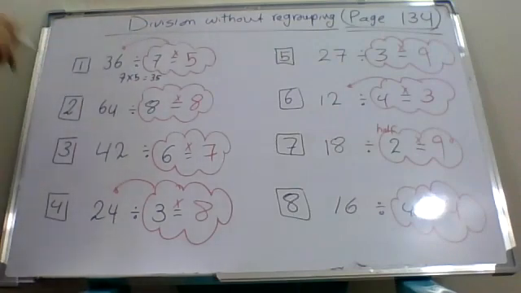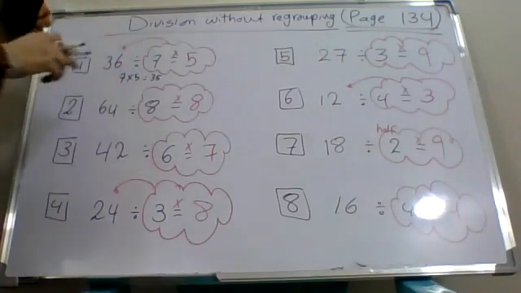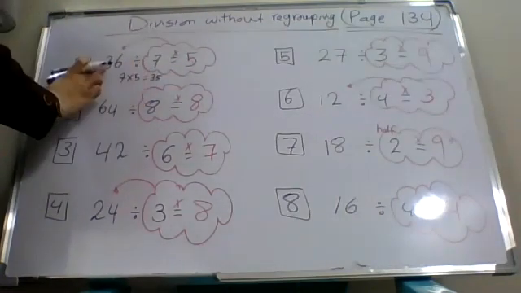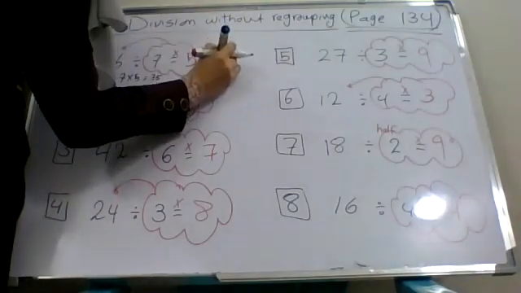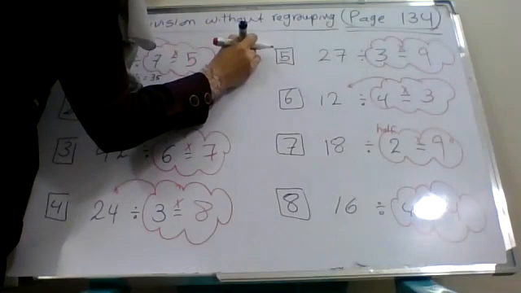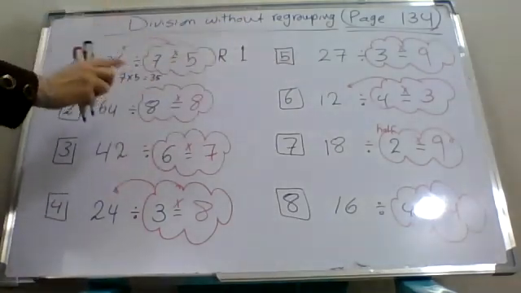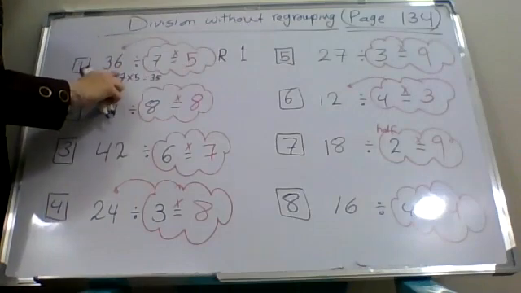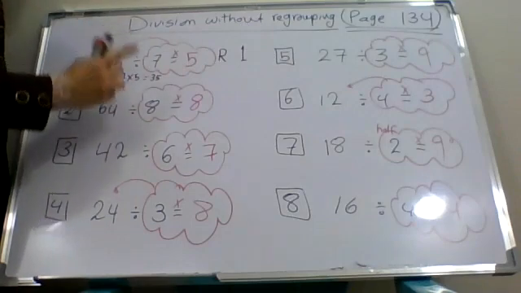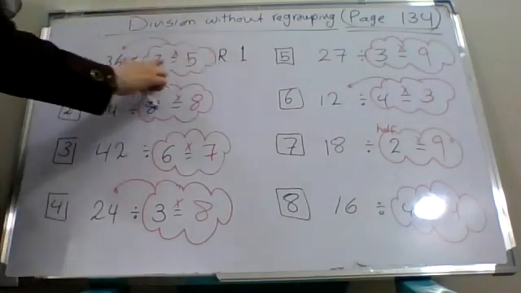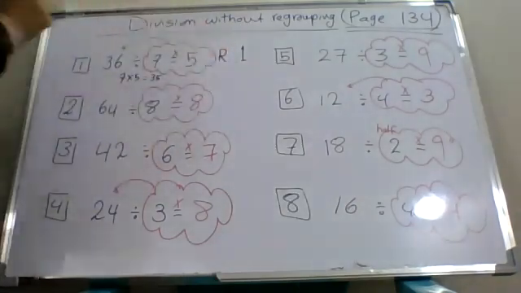The number that we will have more than the number that we need, we call it the remainder. So we write the letter R as a remainder. The remainder is 1. So I know that if I multiply 7 times 5, I will have 35, not 36. But I need 36. So I have 1 more than the 35. So I call it the remainder. So I have 5 and I have remainder 1.